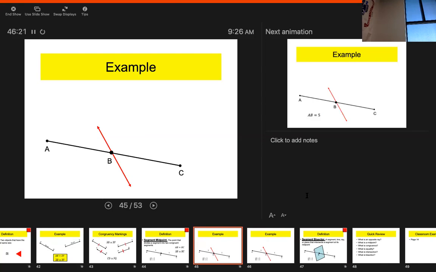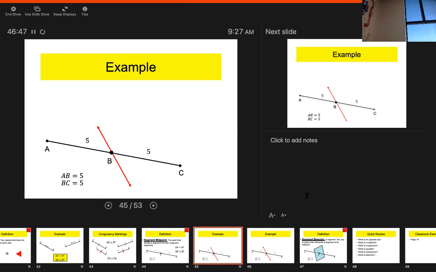If this line goes to the midpoint, guess what we call this line? You can't call it a midpoint line. That would be weird, right? It cuts it in half. We are going to call it another word. You probably won't know this. We're going to call it a bisector. This red line bisects segment AC. So we're going to call that a segment bisector.